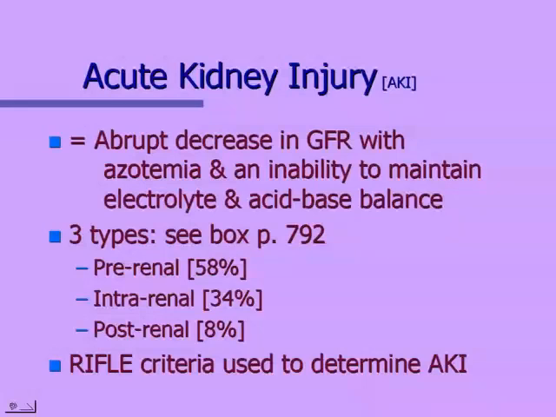Intrarenal renal failure takes up about 34% of all types of acute renal failure, which is what the definition at the top is for. The most common type of intrarenal renal failure is acute tubular necrosis. That occurs in about 90% of all cases.